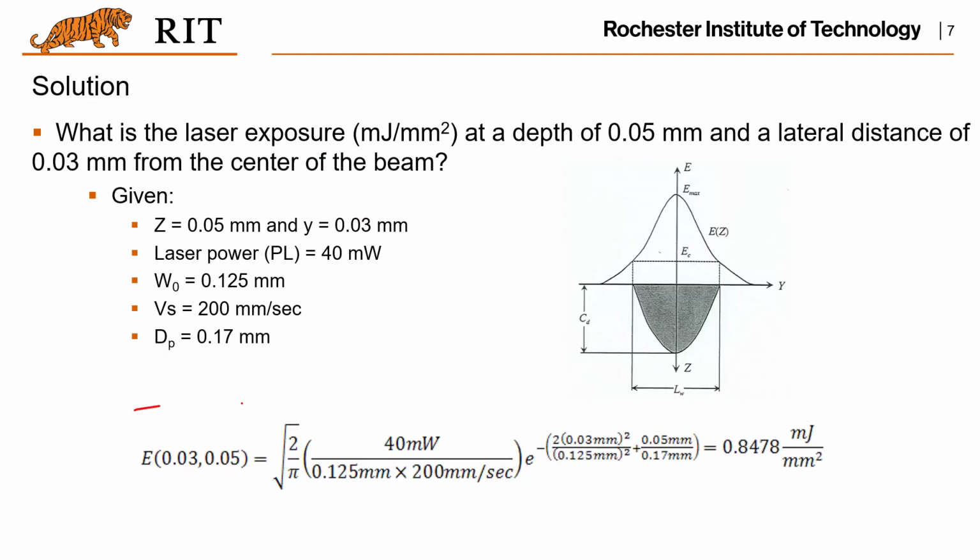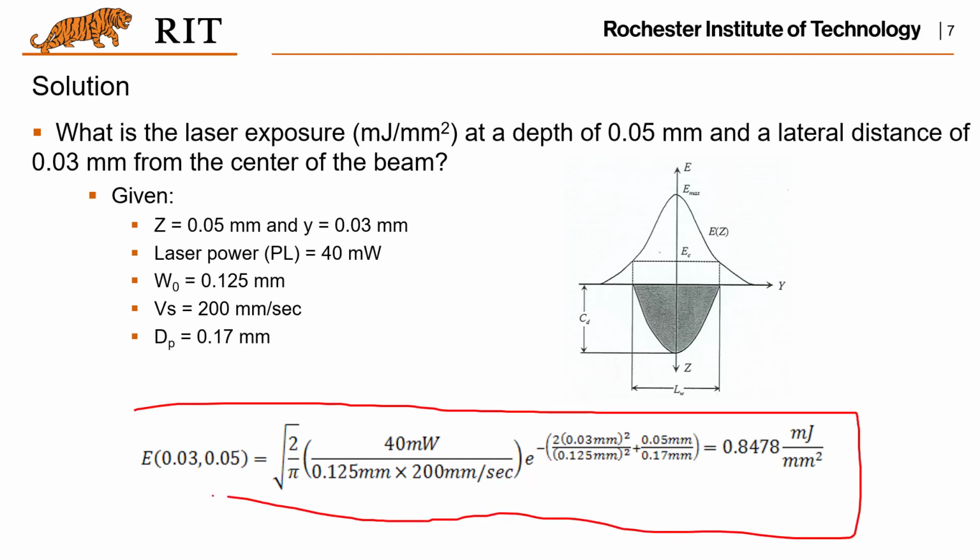So let me show you the result. As you can see here, that's how you substitute all the numbers and also the Y and Z values into this equation. And it turns out you have something like this. It represents a certain number, probably some location here, and this is the laser exposure at this certain location, right?